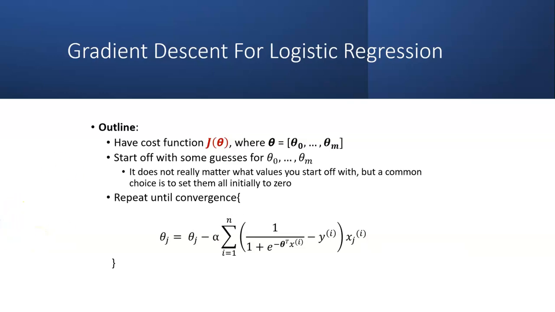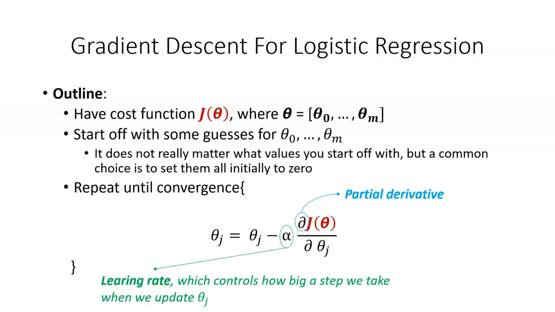Dear students, following the previous slides for logistic regression, in this second part we will discuss gradient descent for logistic regression: what gradient descent is and how it is linked with logistic regression. For that we need a cost function, which we represent by J of theta, where theta goes from theta naught to theta m.